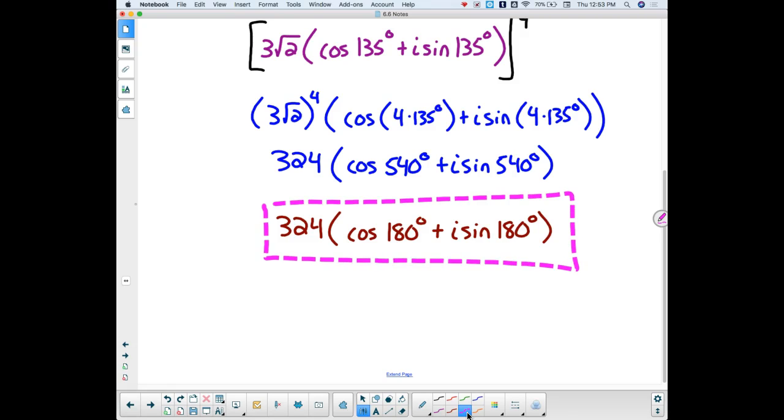And again, if I need to change it over into standard form, I could just distribute that 324 into it. Okay? And I'd get negative 324 plus 0i.